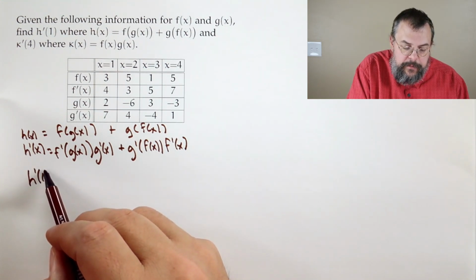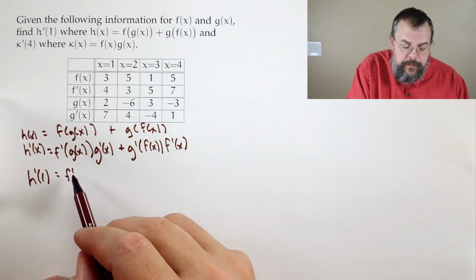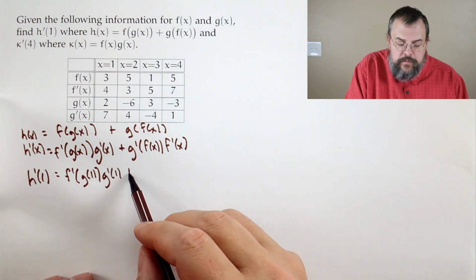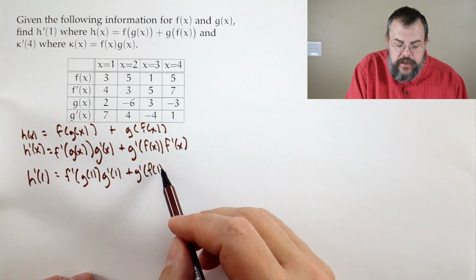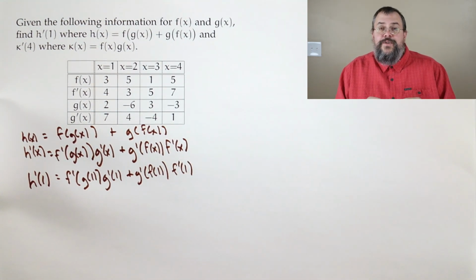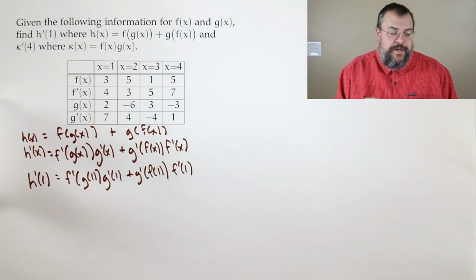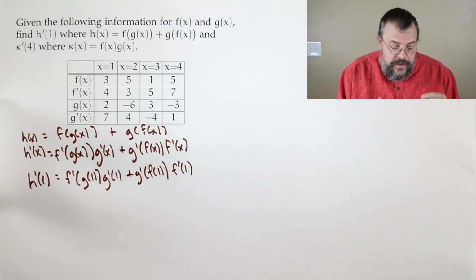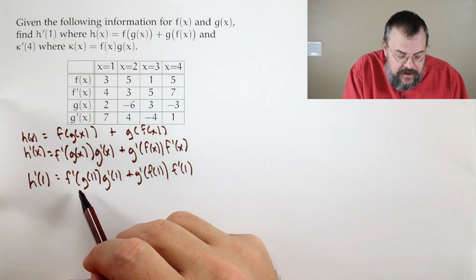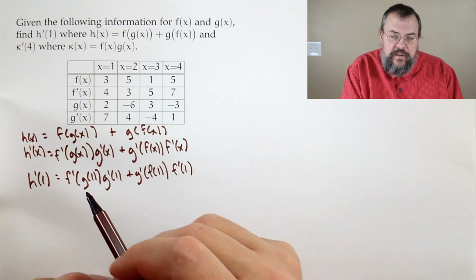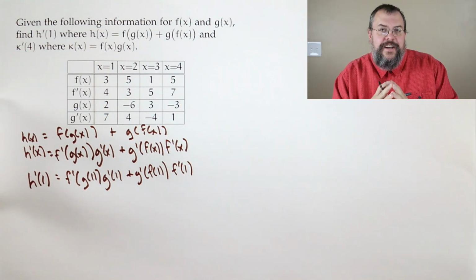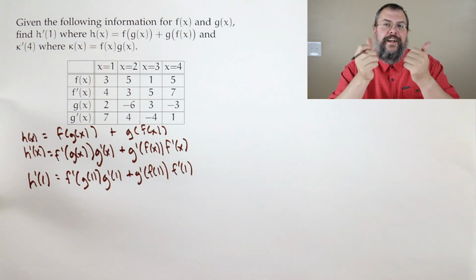So how does h prime of 1? Well, that's f prime of g of 1 times g prime of 1 plus g prime of f of 1 times f prime of 1. And now we start using our table to unravel our onion type problem here. Okay, so let's begin. What is g of 1? See, I can't figure out what f prime of g of 1 is, but this is a case where oftentimes when we're doing derivatives, we work from the outside in. When we're doing the evaluations, we work from the inside out.